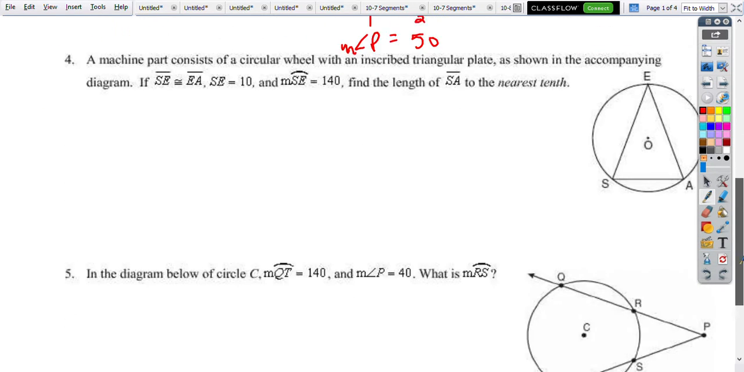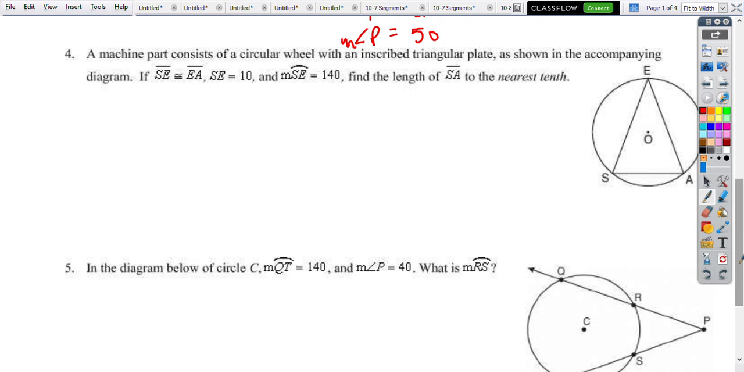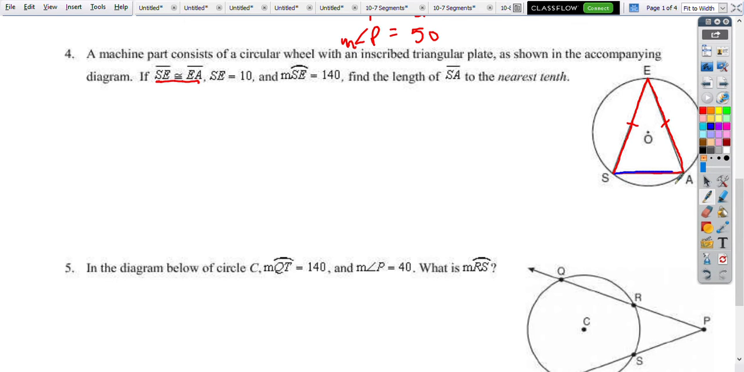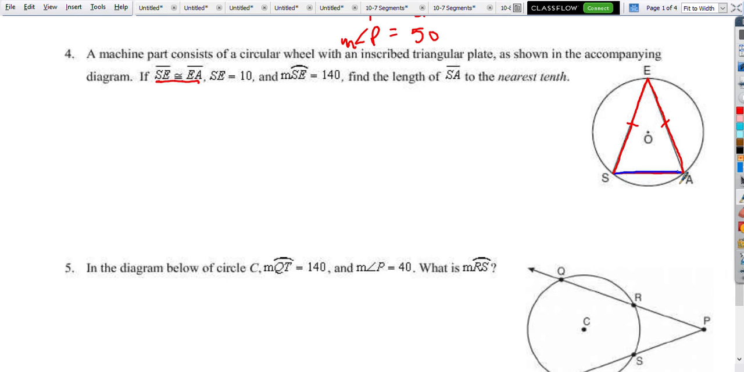All right, the next one is a machine that consists of a circular wheel, and an inscribed triangular plate is shown. In the diagram, we know that these two segments are equal. So this triangle, SEA here, is going to be an isosceles triangle, since these two sides are equal. And we're trying to figure out the length of SA. We want to know what this length down here is. So we have to use the triangle to get it.